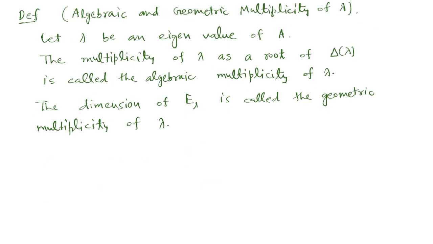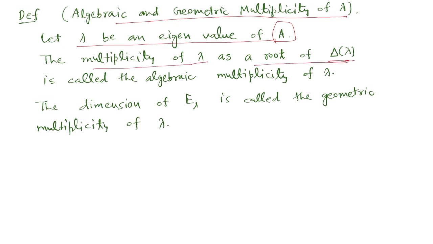We now define the algebraic and geometric multiplicity of an eigenvalue lambda. Let lambda be an eigenvalue of A. So lambda is a root of the characteristic polynomial of A, that is delta lambda. The multiplicity of lambda as a root of delta lambda, that means how many times it appears as a root in delta lambda, is called its algebraic multiplicity. And the dimension of the eigenspace E lambda is called the geometric multiplicity of lambda.